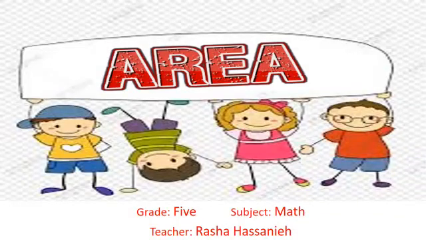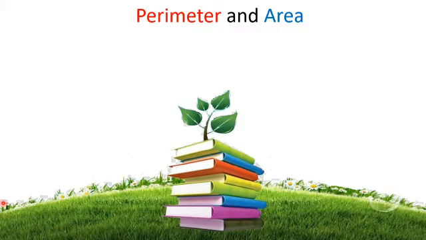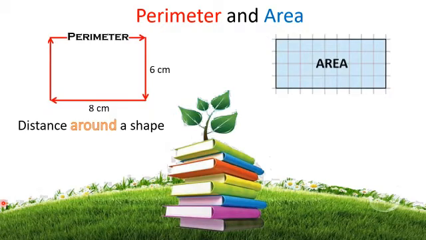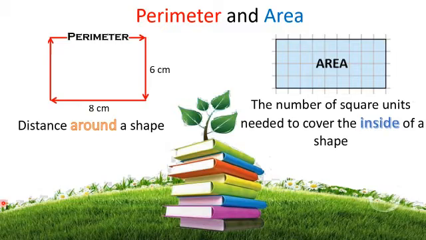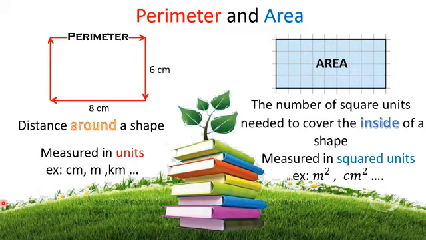Hello, grade 5 students. Our lesson today is about area, perimeter, and area. We are going to make a comparison with the perimeter that you already know and the area. Perimeter is the distance around the shape, while an area is the number of square units needed to cover the inside of a shape. Perimeter is measured in units, for example, centimeter, meter, while an area is measured in squared units, for example, meter square, centimeter square.